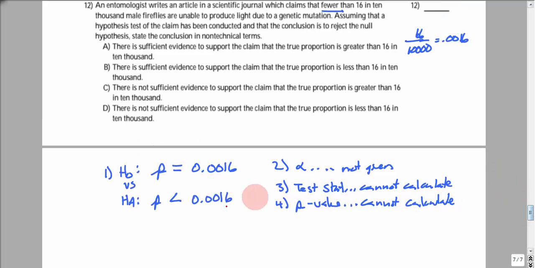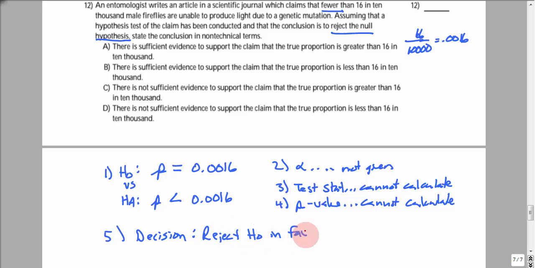Okay, but step 5, now that's interesting. Step 5, let's go ahead and read through here. Assuming that a hypothesis test of the claim has been conducted and that the conclusion is to reject the null hypothesis. So the decision was to reject HO. And so if we reject HO, that means we have evidence in favor of HA. So we reject HO in favor of HA. Okay, it says state the conclusion in non-technical terms.